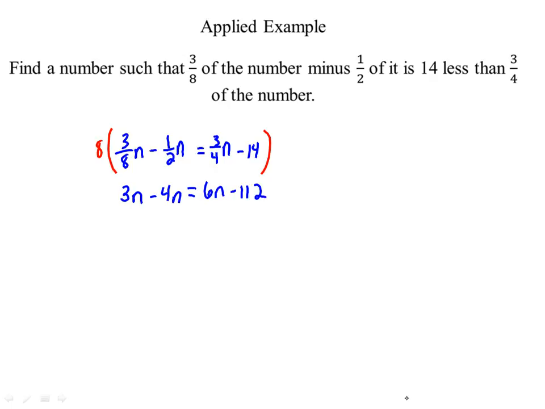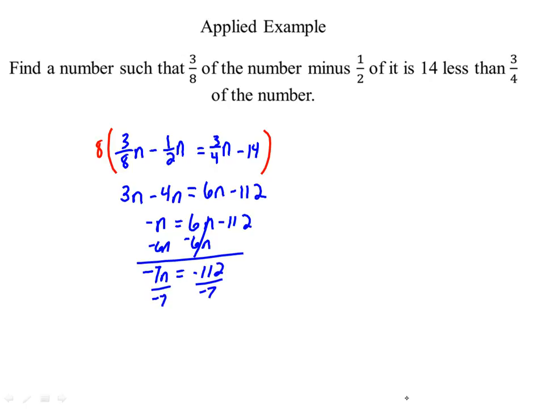Alright, so we got some things we got to get together now. So 3n minus 4n is going to be a negative n. As long as you're on the same side, remember you're just combining like terms. I hope I've gotten that through your head by now. But when I bring the 6n over, I have to do the opposite. As long as you're staying on the same side, you leave the signs alone. So that's going to be a negative 7n is equal to negative 112. And then if you divide through by negative 7, you come up with n is equal to what?